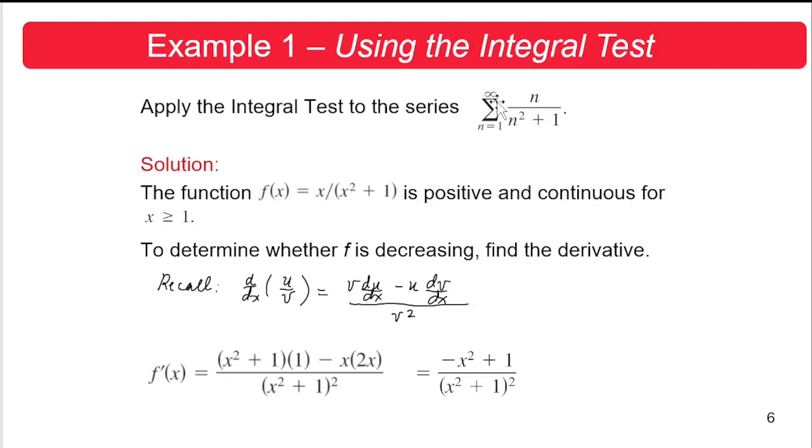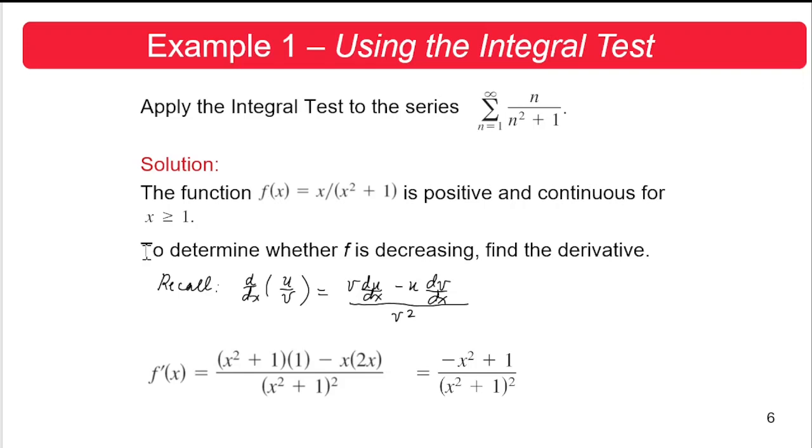Suppose we are asked to use the integral test to determine whether the given series converges or diverges. The first thing that we have to do is check whether the function is positive, continuous, and decreasing. From the given nth term of the series, we can define f of x as x over x squared plus 1. Because the value of x is from 1 up to positive infinity, the numerator and the denominator are always positive. Therefore, the function is positive and continuous within this range, x greater than or equal to 1.